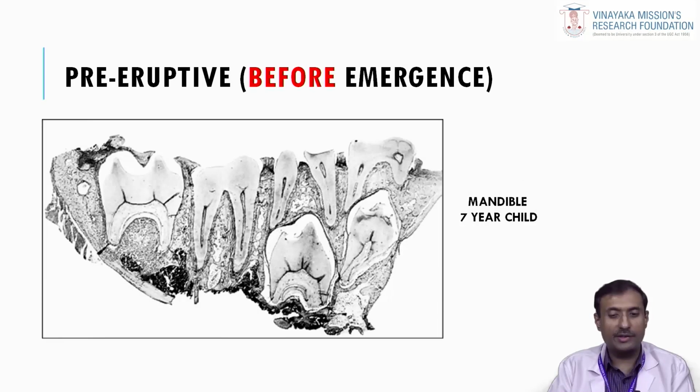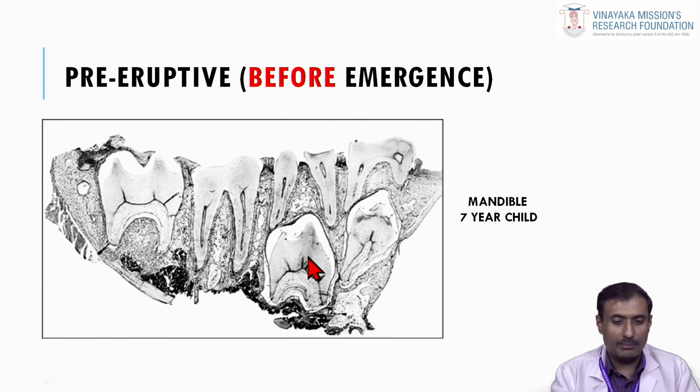This is a histological section of a mandible in a 7-year-old child. We can see here the deciduous tooth which is present here and the permanent tooth which will be erupting occlusally. So all this occurs within the jaw.